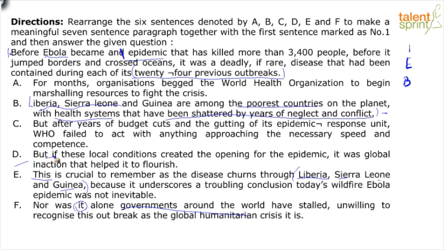But if these local conditions created the opening for the epidemic, because of the years of neglect and conflict, these countries got affected by this disease, it was global inaction that helped it to flourish.